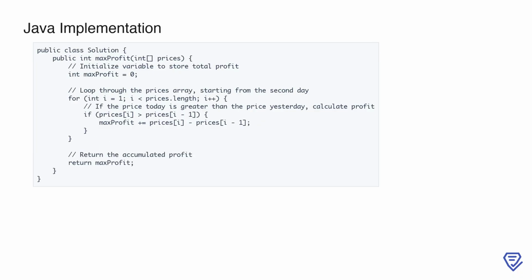This is the Java implementation for LeetCode problem number 122, Best Time to Buy and Sell Stock 2. The logic mirrors the Python solution, where we calculate the total profit by summing up the differences between consecutive prices whenever the price increases. Key differences include Java's explicit array type declarations and the class structure. The maxProfit method takes an array of integers as input and returns the maximum profit as an integer. The implementation ensures efficient iteration with O(n) time complexity.